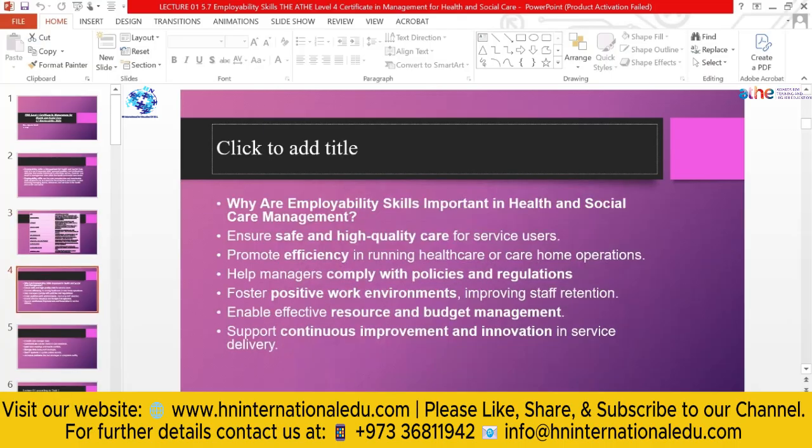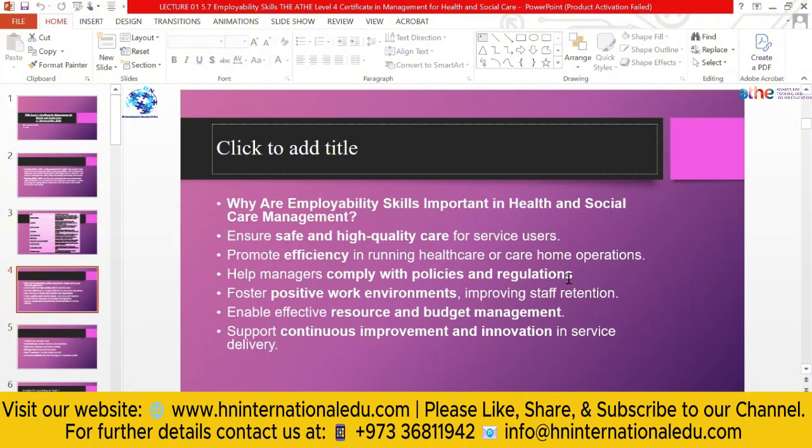Now, why are employability skills important in health and social care management? This is the terminology used in the business management context, employability skills. But why do we need to focus on it in this certificate? To ensure safe and high quality care for the service users. They won't feel neglected at all.